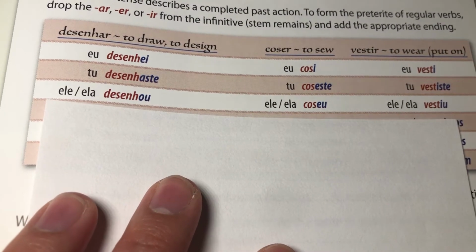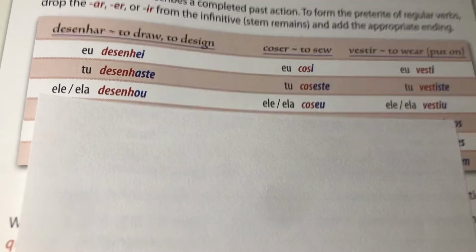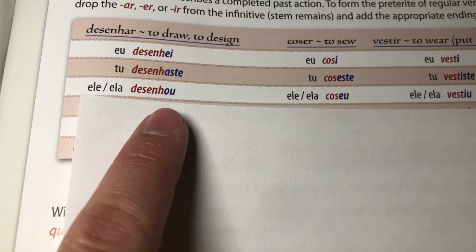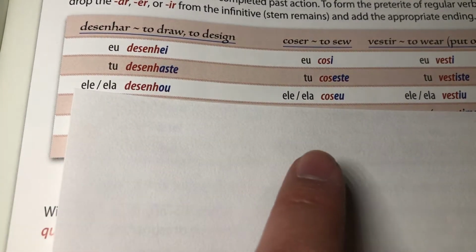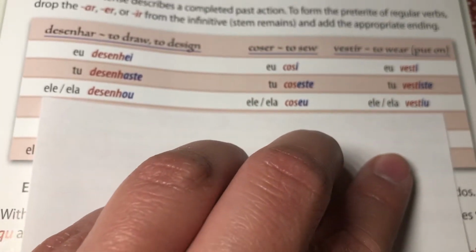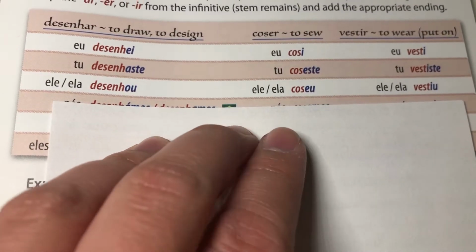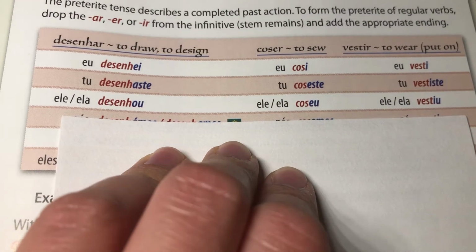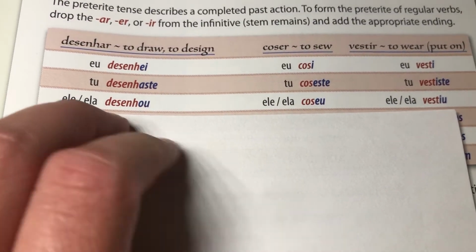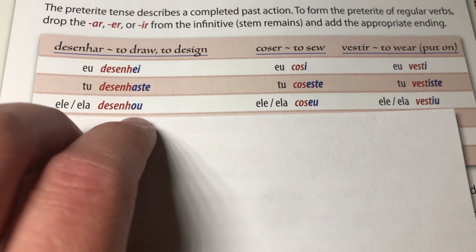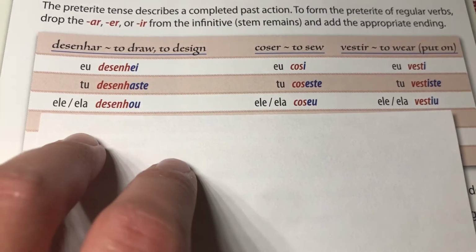Okay? Move down to ele, ela, você. Desenhou, it's an OU that they add for the AR verb, an EU that they add for the ER verb, and an IU for the IR verb. So the EU and the IU, the ER verb and the IR verb, are probably going to be the easiest ones to remember. AR kind of goes off a little bit on the OU instead of AU. Okay.